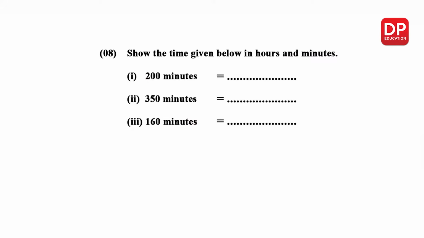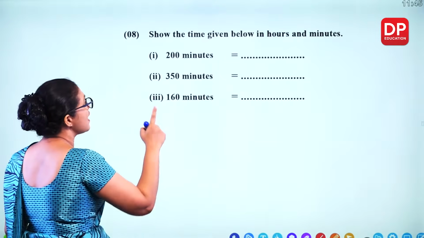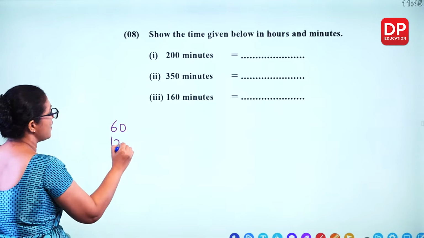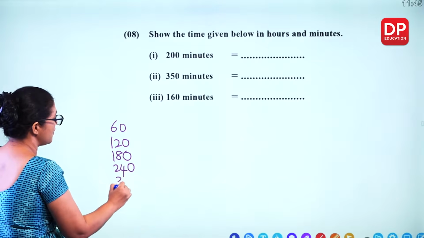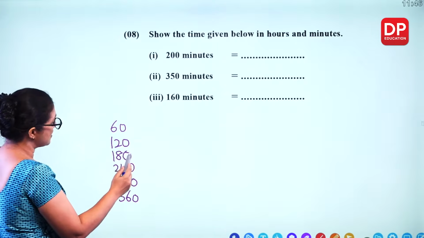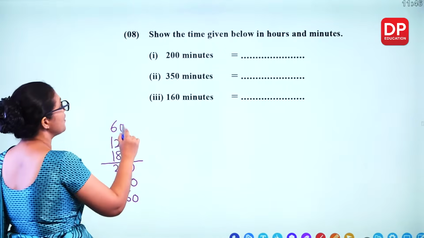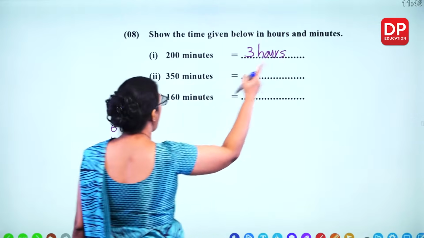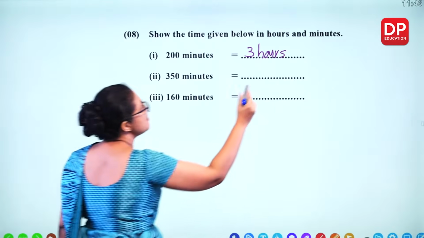Show the time given below in hours and minutes. So 200. For 200, how many 60s are there? So we can write again 60, 120, 180, 240, then 300, 360. Now 200 minutes. So 200 is somewhere here. 180 means 3 hours. And how many minutes left? So 200 minus 180, 20 minutes.